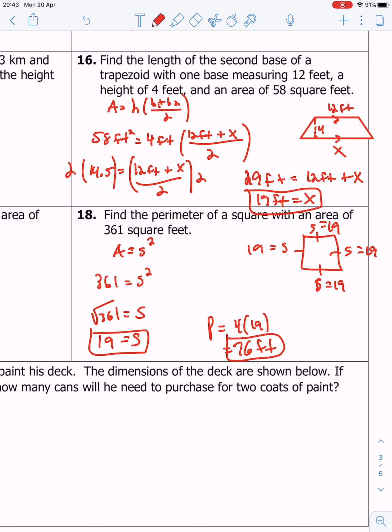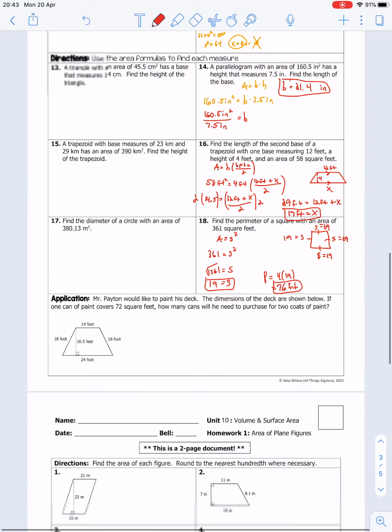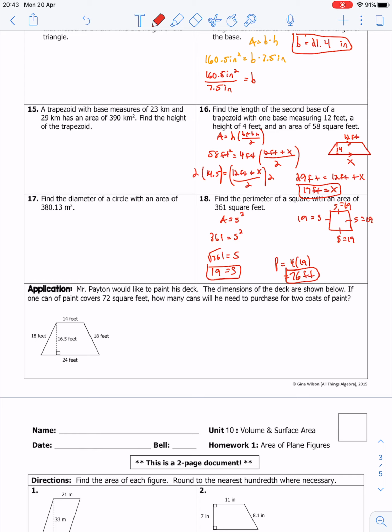Nice. Fun. Okay, last one. Application problem. Mr. Payton would like to paint his deck. The dimensions of the deck are shown below. If 1 can of paint covers 72 square feet, how many cans will he need to purchase for 2 coats of paint?